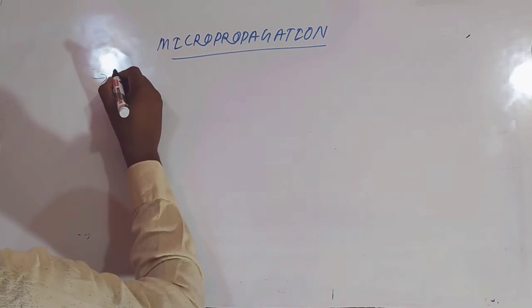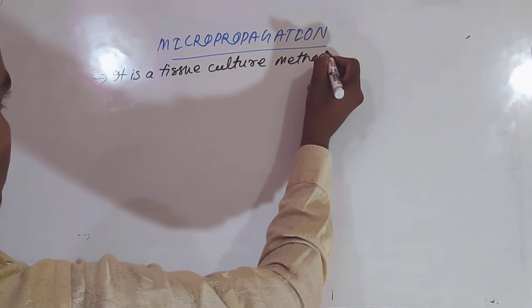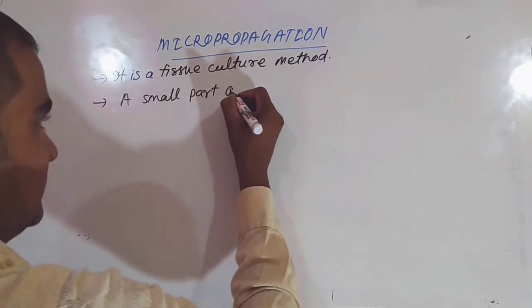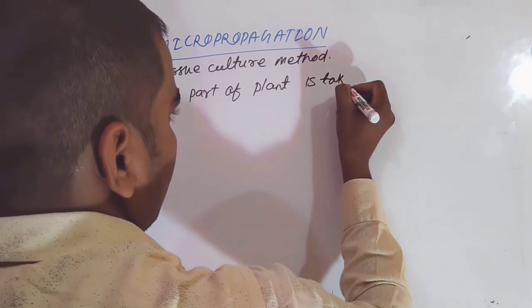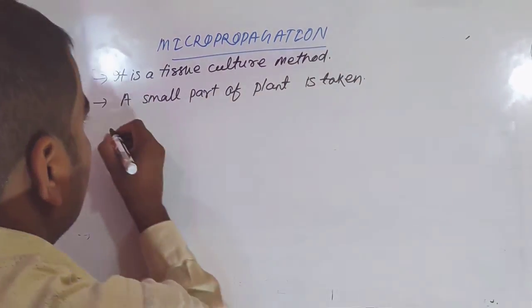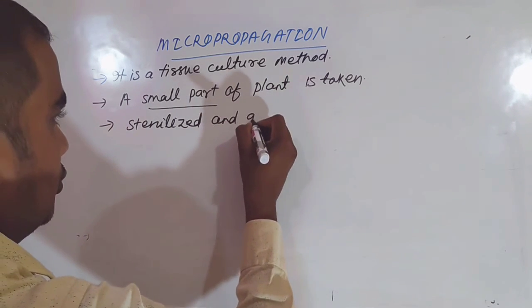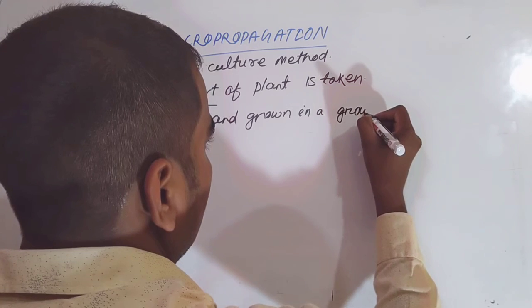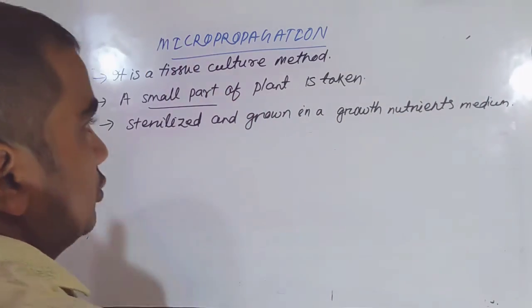Okay, it is a tissue culture method, and a small part of a plant, a cell or a tissue, is taken for micropropagation, and the small part is sterilized and grown in a growth nutrient medium.